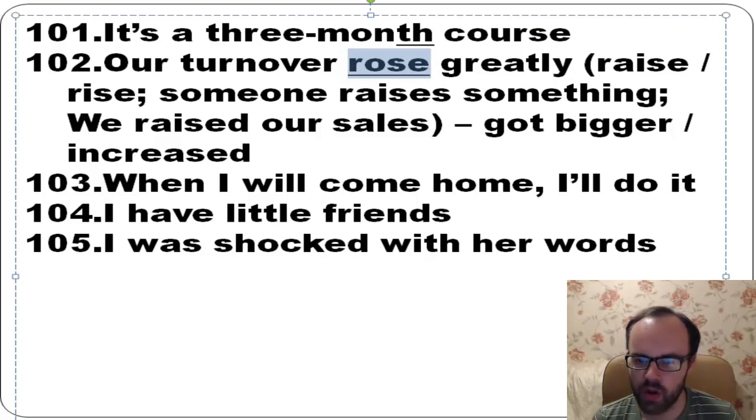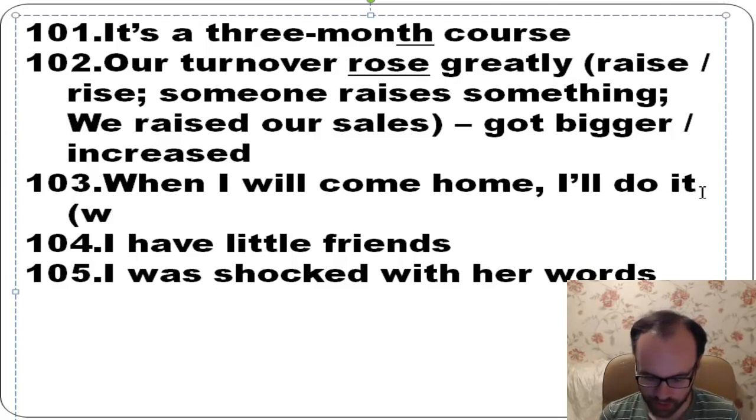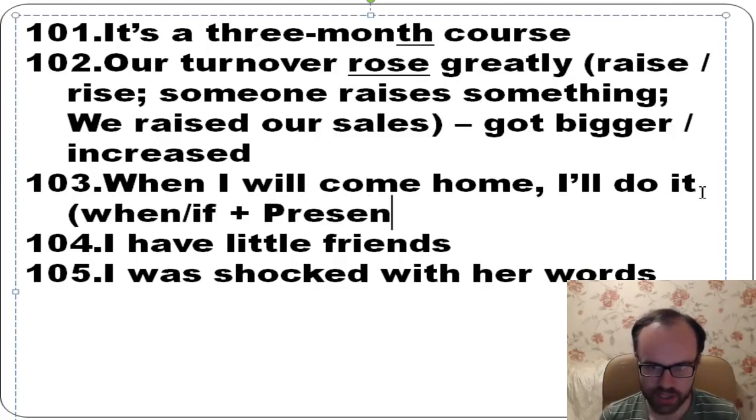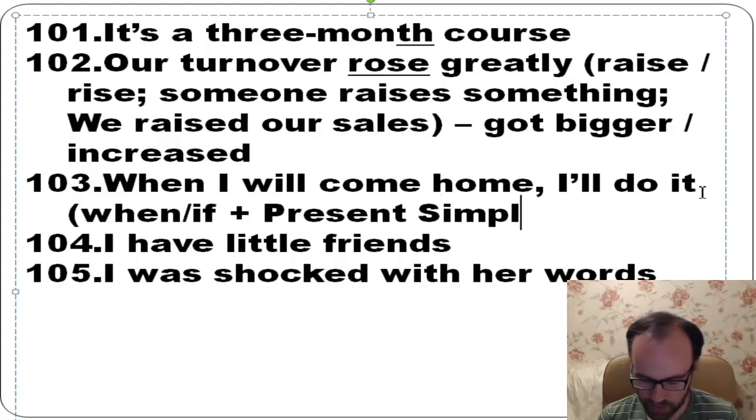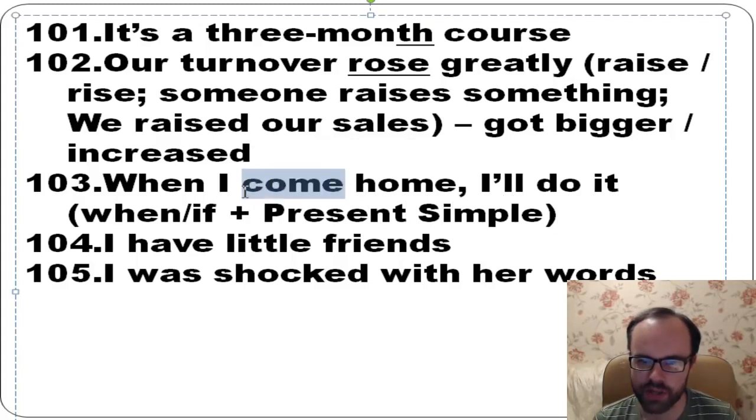When I come home, I'll do it. It's easy. We talked about it. When or if plus present simple when you talk about the future. So, when I come home, I'll do it.